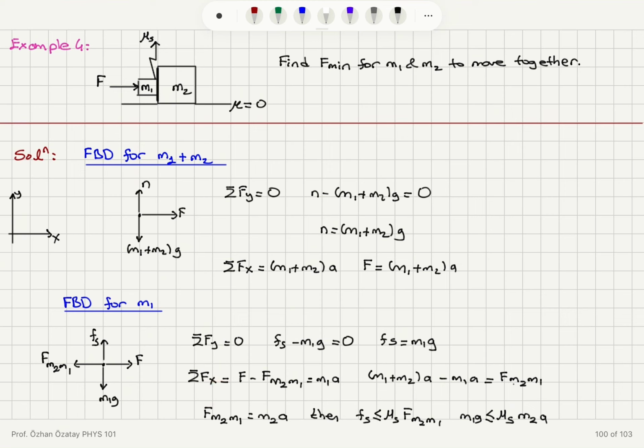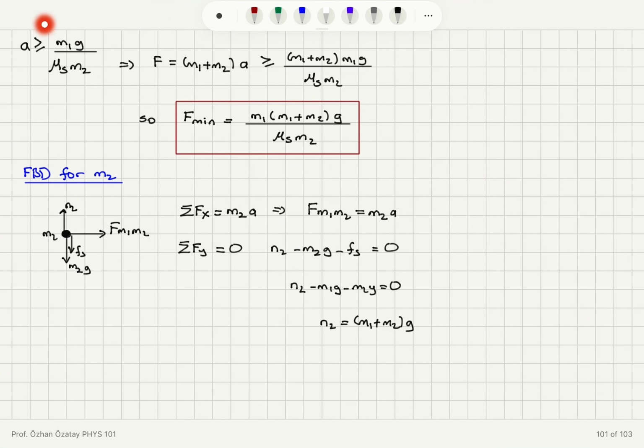The net force on the x-axis is equal to M1A, so that tells me the force exerted by M2 on M1 is M2A. I can find from the condition that the static friction should be less than or equal to μs times the normal force, M1G ≤ μs times M2A, which implies the acceleration has a minimum value M1G over μs M2, and the force has a minimum value (M1 plus M2) times M1G over μs M2.